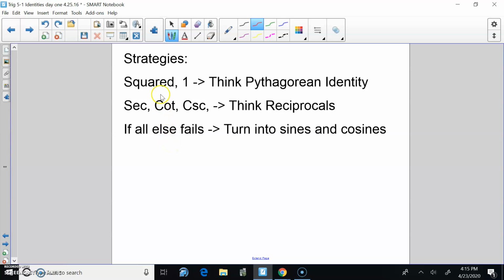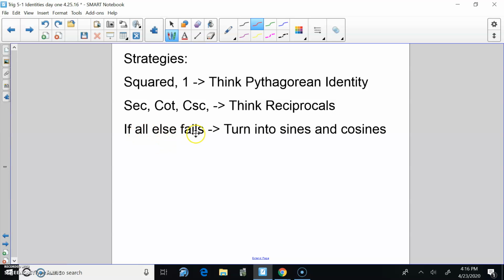All right, so if you want to simplify stuff, here are some strategies. If you see squared stuff, or if you see a 1, think about using a Pythagorean identity. It might be helpful. If you see secants and cosecants, definitely think reciprocals. Also cotangent, that can be useful sometimes. If you see cotangents and tangents, you can think about the quotients as well.